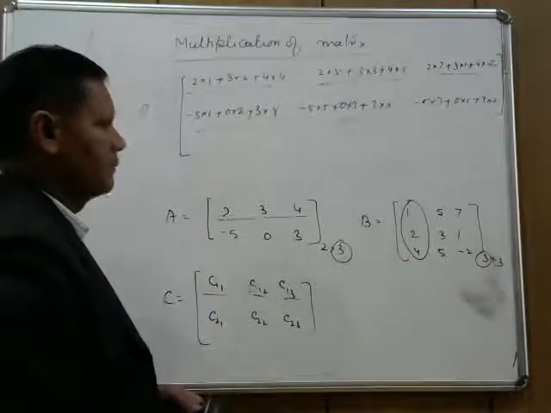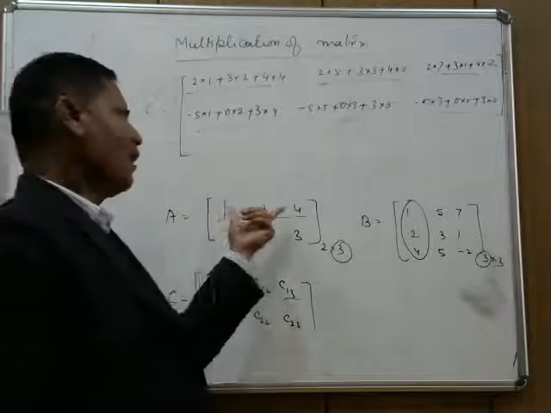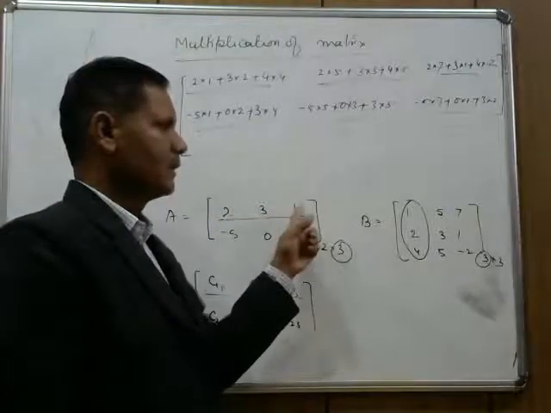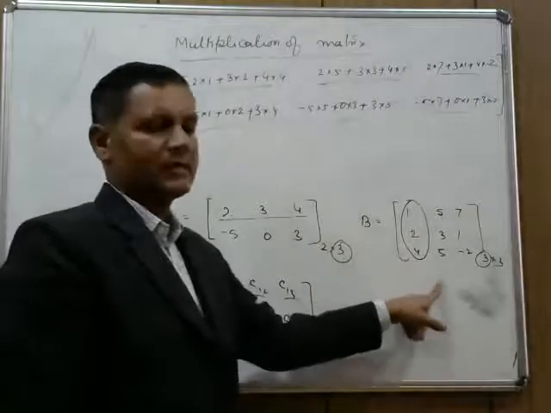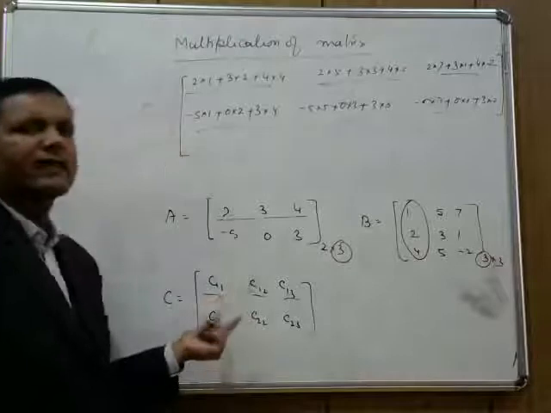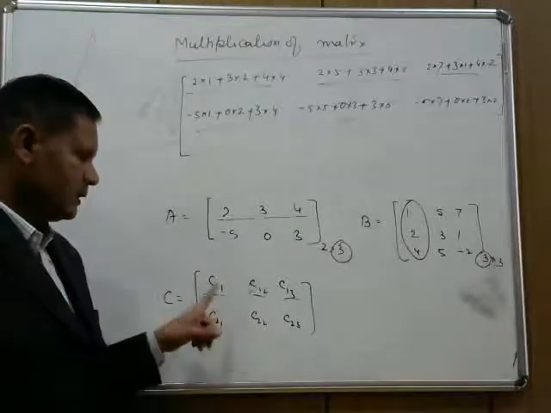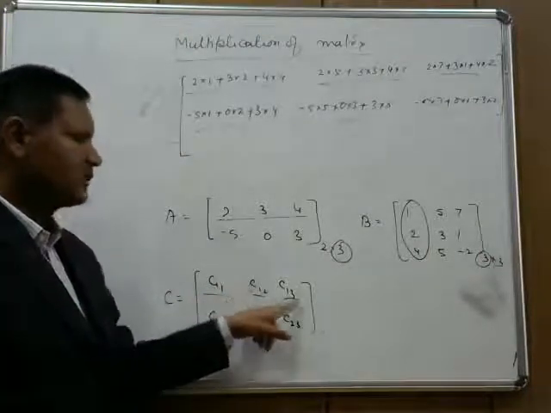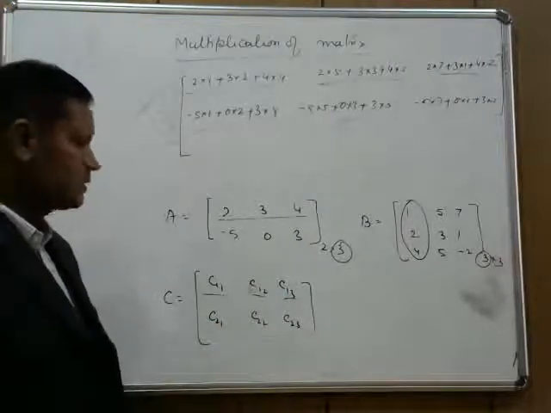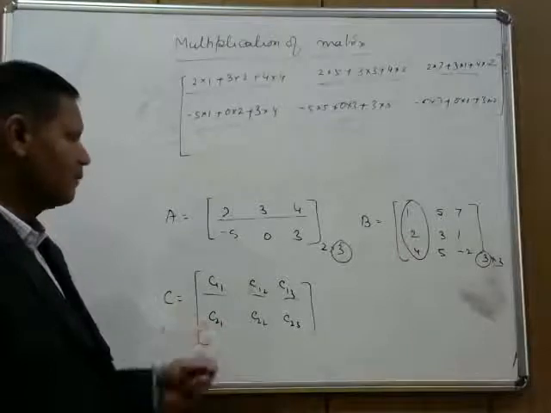How to multiply: the rows of the first matrix A will be multiplied by the columns of the second matrix one by one. That's why the addresses which I have written are very important, isn't it? C11, C12, C13, C21, C22, C23. The address of the elements of the product.